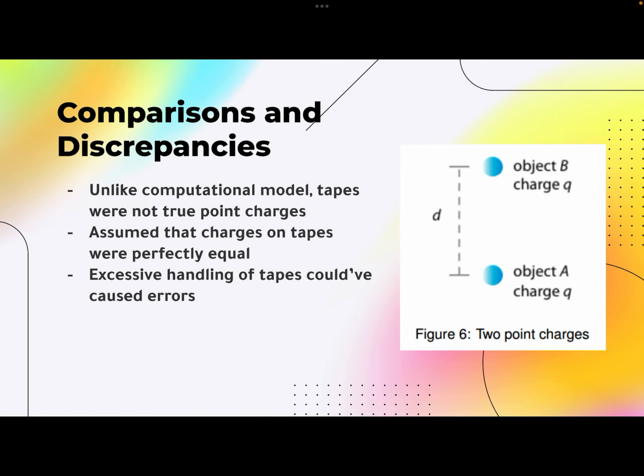Some key differences between the physical experiment and computational model are that in real life, the tapes are not singular point charges. The assumption that both tapes carry perfectly distributed and equal charges is not 100% accurate. Additionally, I may have handled the tapes too much, which would cause them to gain back some electrons they lost.